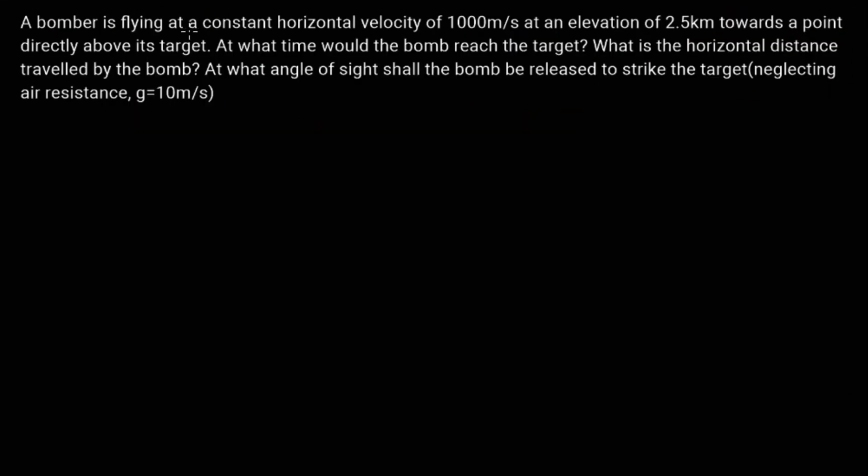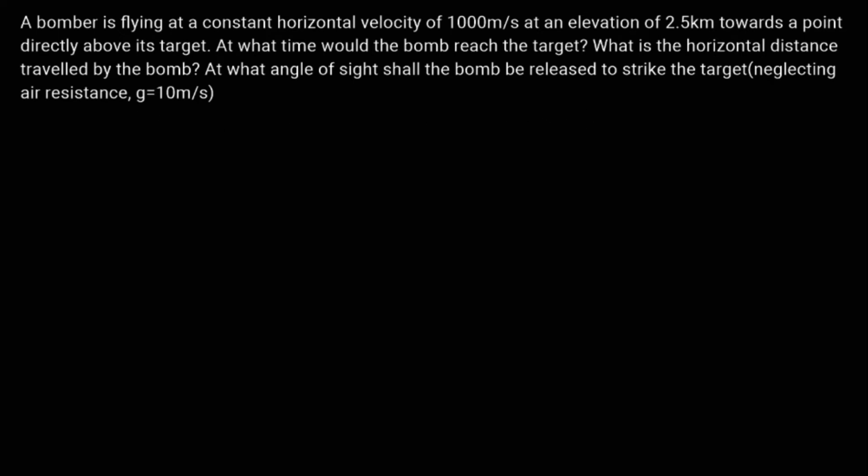A bomber is flying at a constant horizontal velocity of 1000 meters per second at an elevation of 2.5 km towards a point directly above its target. At what time would the bomb reach the target? What is the horizontal distance traveled by the bomb? At what angle of sight shall the bomb be released to strike the target, neglecting air resistance?